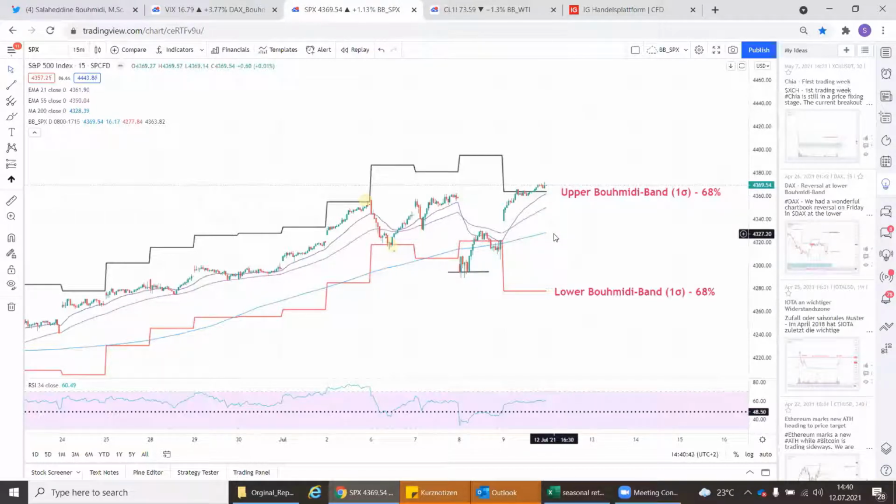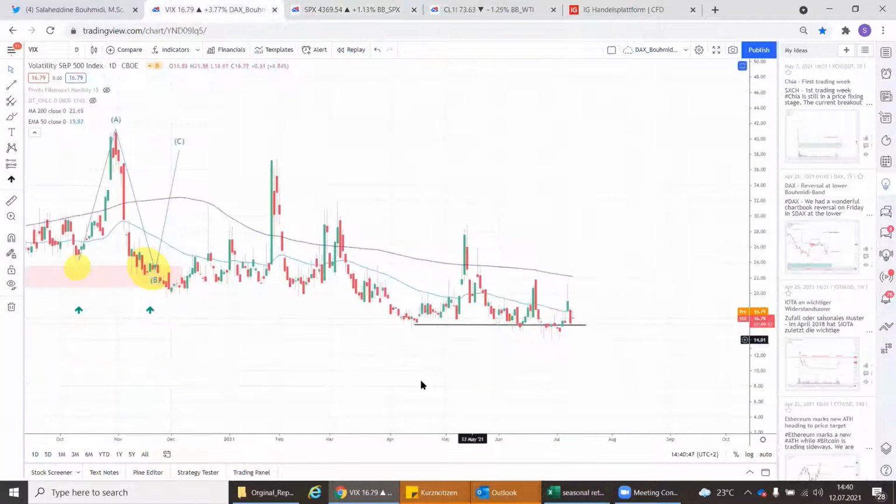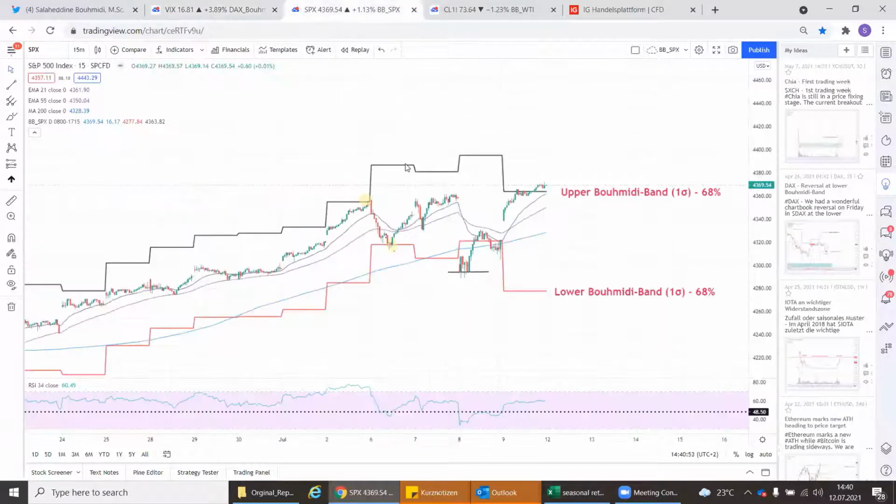Back to your question, yes, I use implied volatility as an indicator for looking at what can happen, whether we can see a pickup in volatility or not. And for my daily trading, I use it as support and resistance levels for my entries and exits if I trade on an intraday basis.